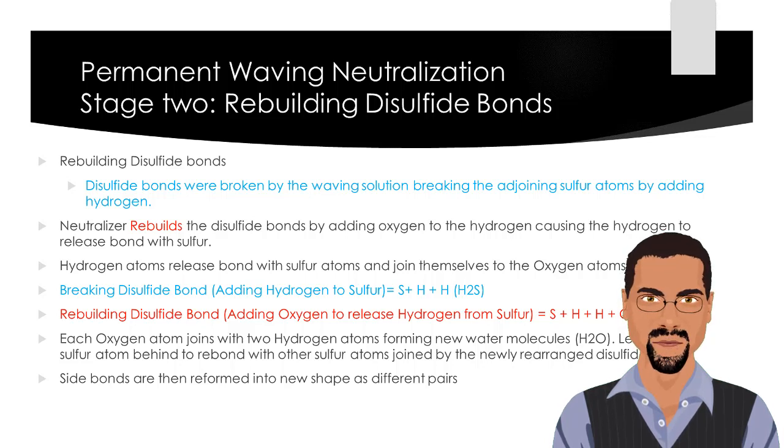Once the hydrogen atoms release their bond with sulfur atoms, they then join themselves to the newly added oxygen atoms. Adding the oxygen now creates a combination of 1 sulfur atom, 2 hydrogen atoms, and 1 oxygen atom. Now, each oxygen atom joins with 2 hydrogen atoms, forming new water molecules, or H2O, leaving the sulfur atom behind to rebond with other sulfur atoms joined by the newly rearranged disulfide bonds. Thereby, the side bonds are then reformed into their new shape as different pairs of polypeptide chains.